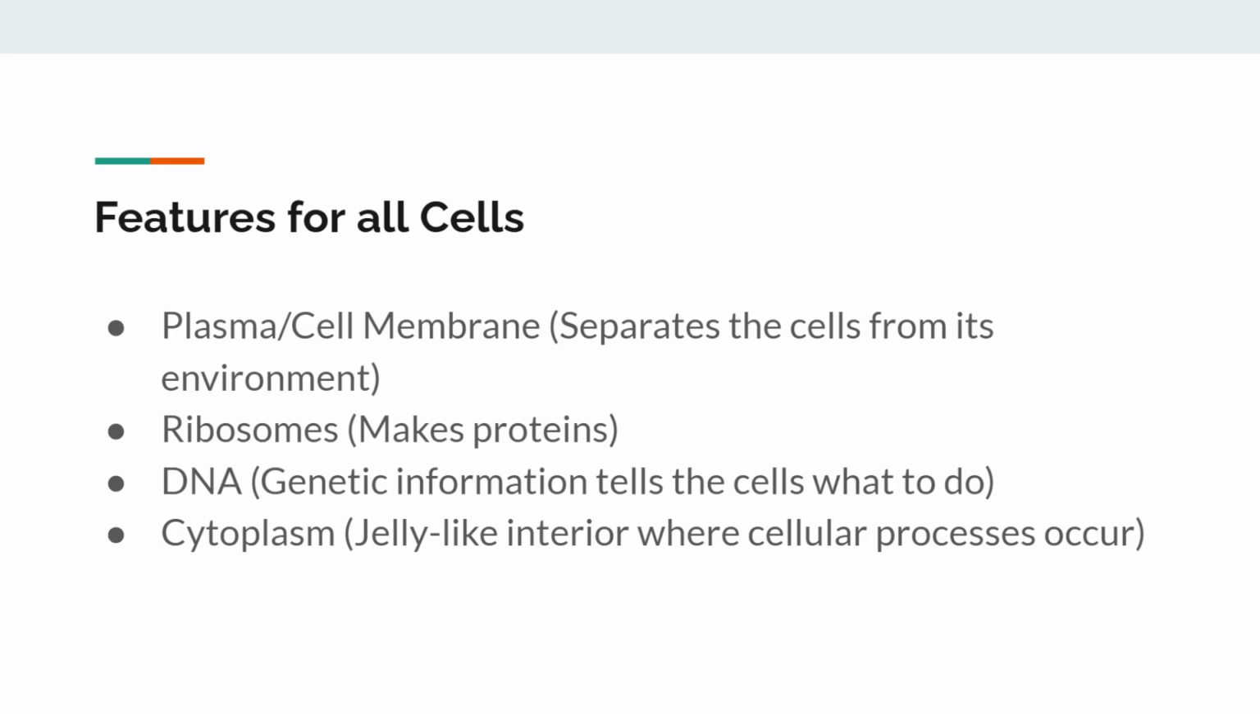So what are the features for all cells? Well, we have the plasma membrane, which is essentially just the outside of the cell for selective permeability, which is essentially the surface area that we covered earlier. Ribosomes are what makes proteins. There's different types of ribosomes, but we'll get to that, especially when we get to the endomembrane systems. So ribosomes make proteins, DNA is genetic information, and cytoplasm is just the jelly-like interior where cellular processes occur. So logical stuff there.